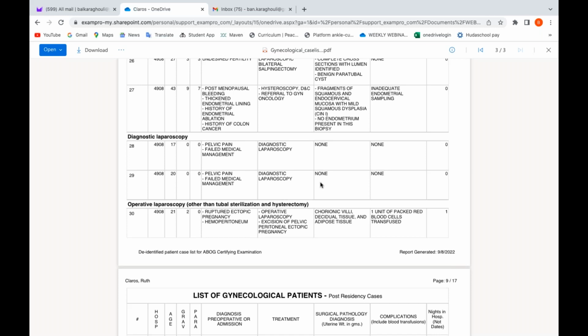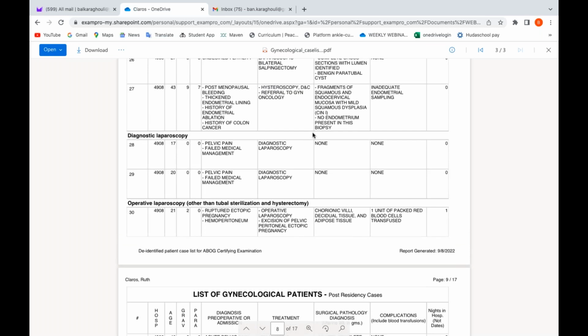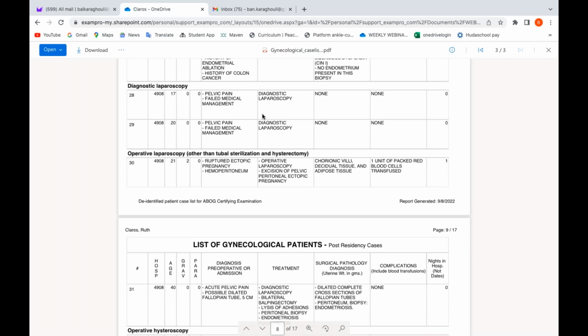Okay. Let's move on from recurrent pregnancy loss. I've been looking at your case list, so you have a lot of postmenopausal bleeding, but I've talked about that a couple times before, so I don't want to repeat that. But I'm very curious about those 2 patients, 28 and 29, that are 17 and 20, whom you both did a laparoscopy on. Can you tell me a little bit about what kind of pain they were having? You also didn't find anything on the laparoscopy. And what medical management did you mention that was failed?